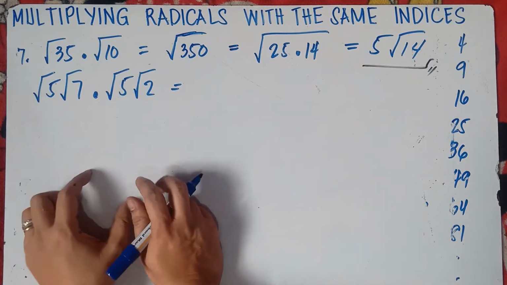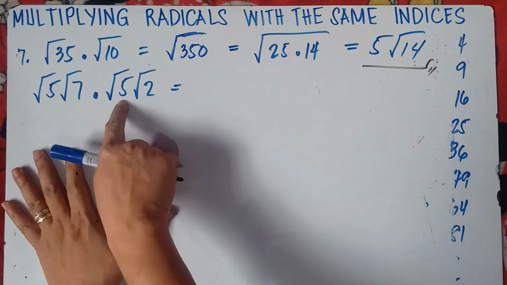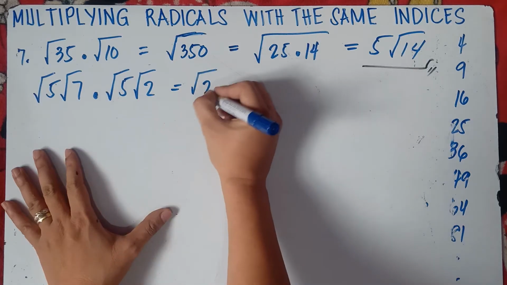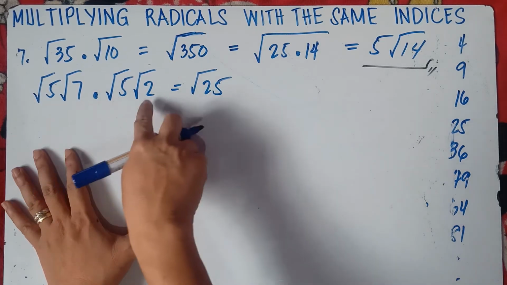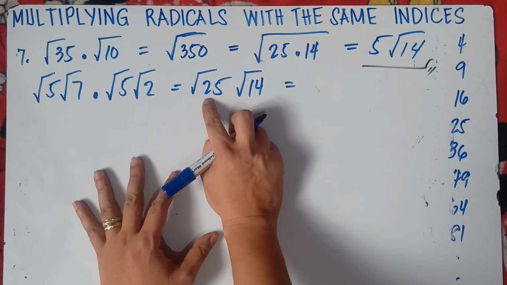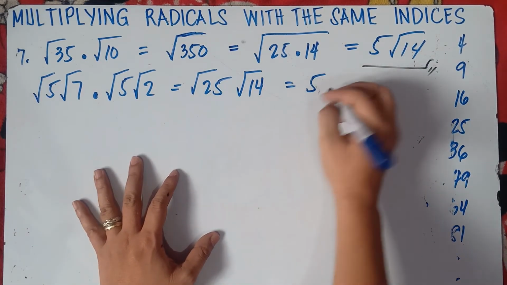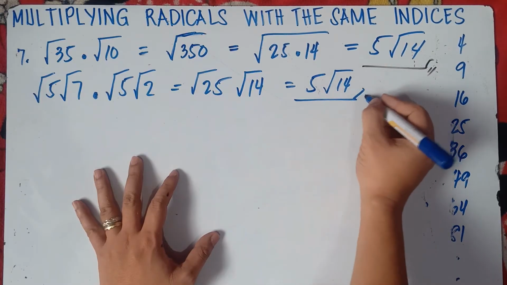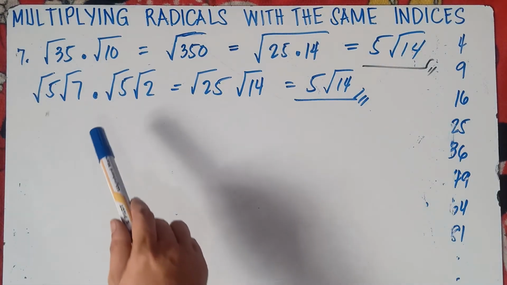So we can simplify this one by square root of 5 times square root of 5. That's square root of 25. Square root of 7 times square root of 2. That's square root of 14. And the square root of 25, that is 5. Copy square root of 14. So same answer, class. It's better to have this solution.